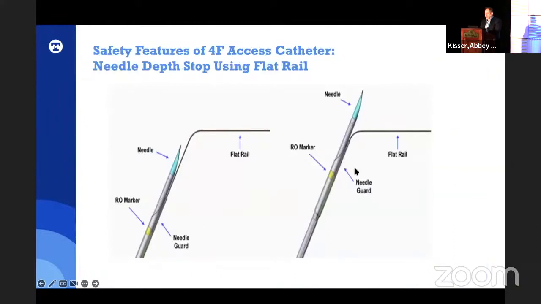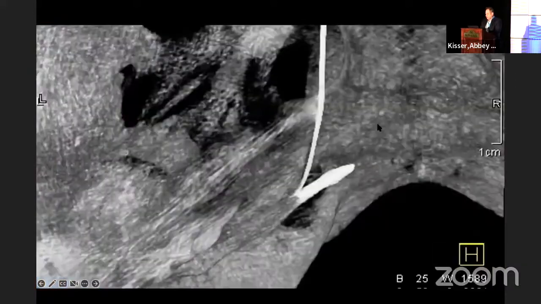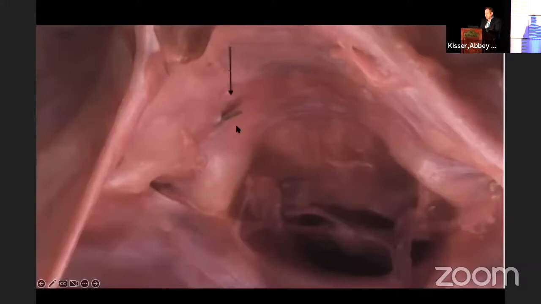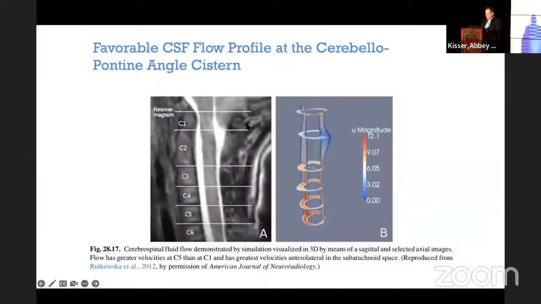We talked about the protection mechanism to enable the penetration not to be too deep. This is what it looks like when you just have the needle in position. This is a cone beam CT showing the flat rail going up to the cavernous sinus. And this is what we are aiming for, access into the CP angle cistern.